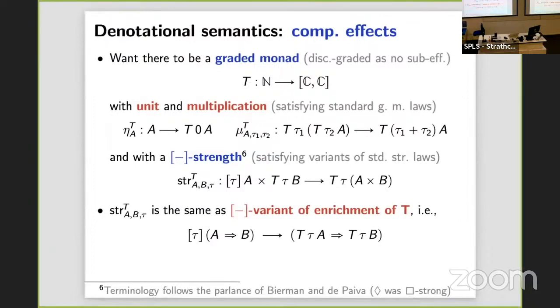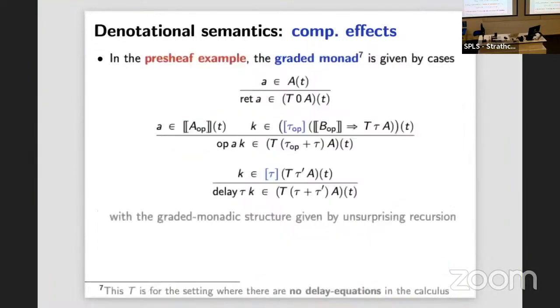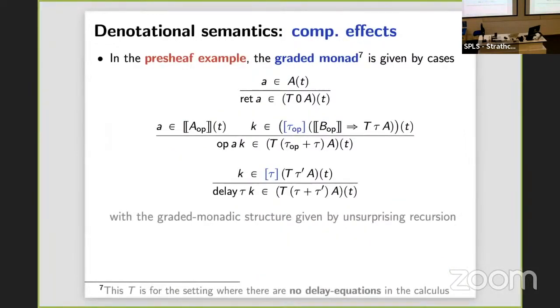And this strength, while it looks a bit weird, is actually quite natural because you can relate it to a modal variant of enrichment. And then we have algebraic operations and handling. And for the concrete model in the concrete presheaf example, you can just build it inductively.